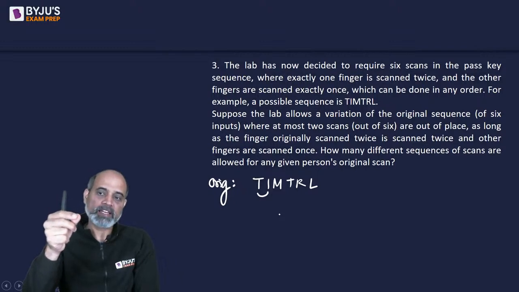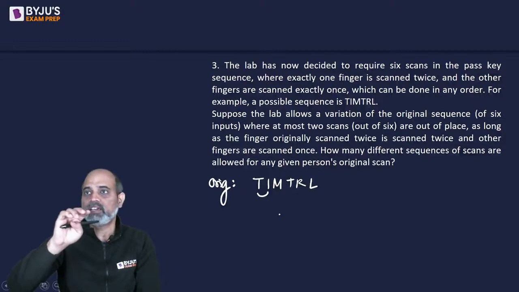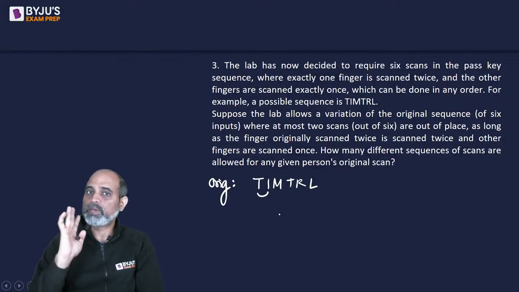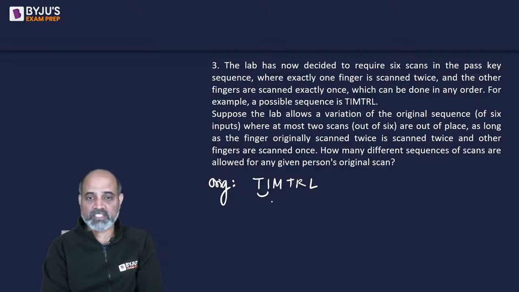There should not be like taking it out and placing somewhere. It should either be interchanged so that the sequence of the other fingers or the other scans should be untouched, right? Otherwise their position will also change. So the first is if I interchange I, T, then I interchange I, M, then I interchange M, T, then I interchange M, R, then I interchange R, L, right?